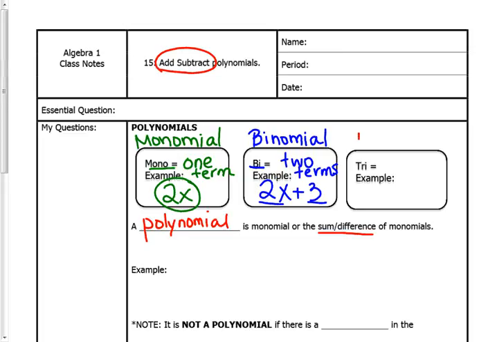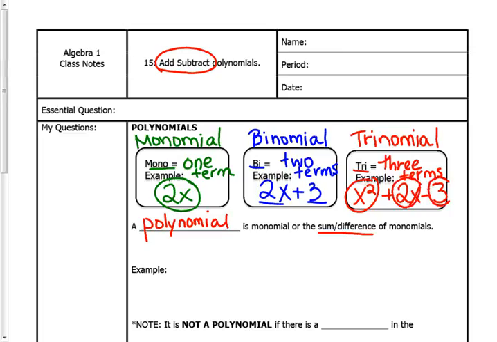And then the last one is a trinomial. A trinomial has the root word tri, which means three. So we should have three terms in a trinomial. For example, we see this a lot for trinomials: x squared plus 2x minus 3 or something like that. Okay, where there's three terms because each term here, 1, 2, 3, is separated by addition or subtraction.